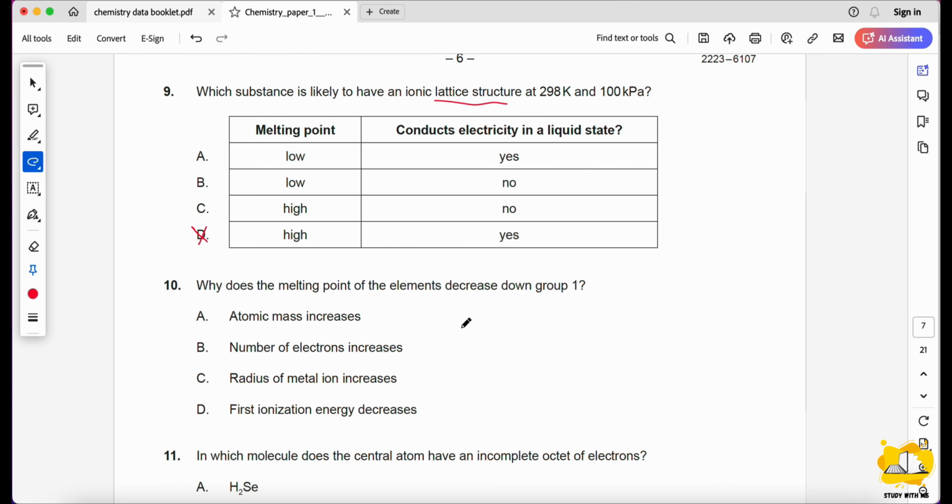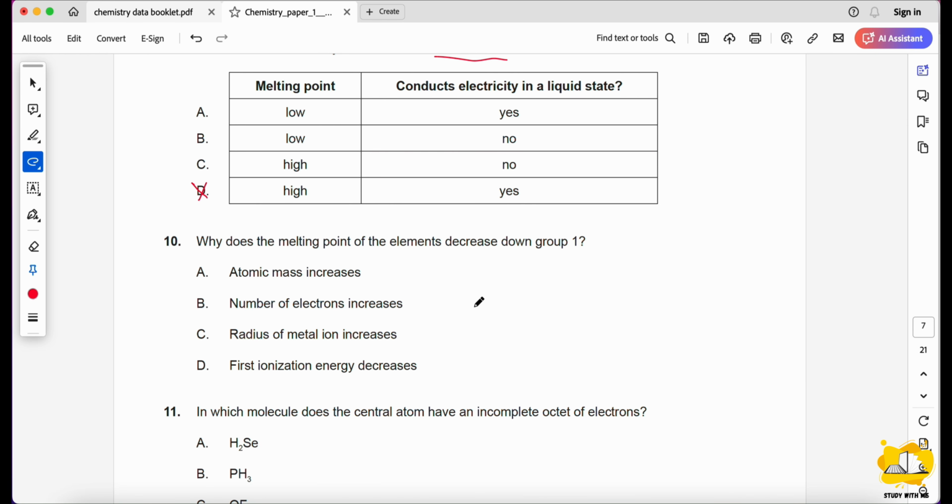Why does the melting point of the element decrease down group 1? As you go down a group, the number of electrons increases, the number of shells also increases, and the radius of the metal will increase. Consequently, the metallic bonding between atoms becomes weaker as the outermost electrons are less tightly held by the nucleus, because the radius increases.